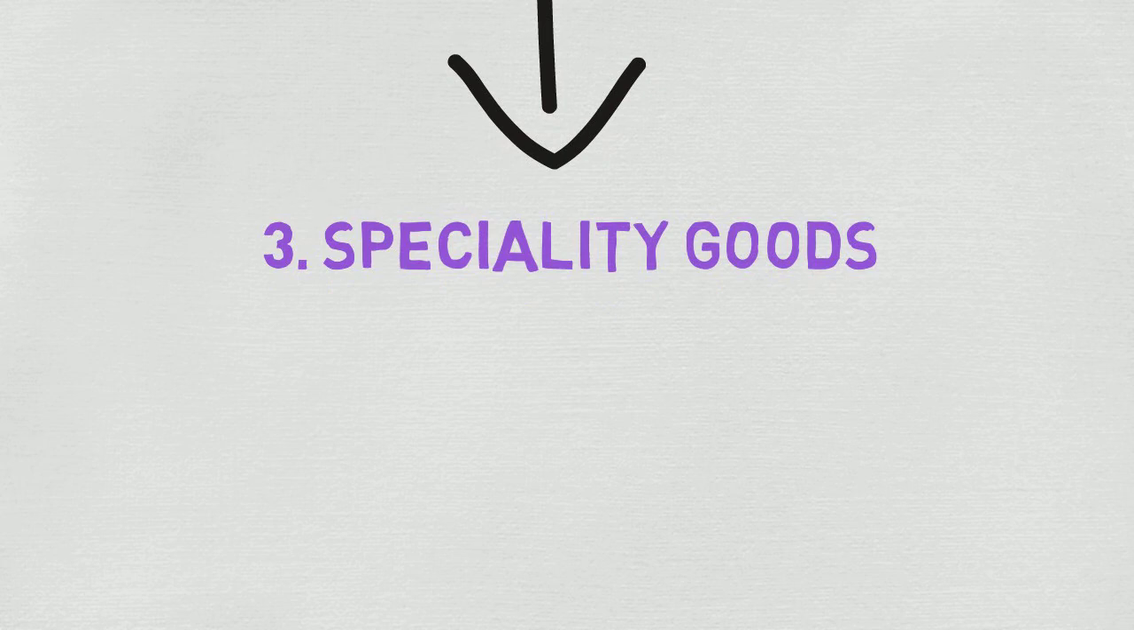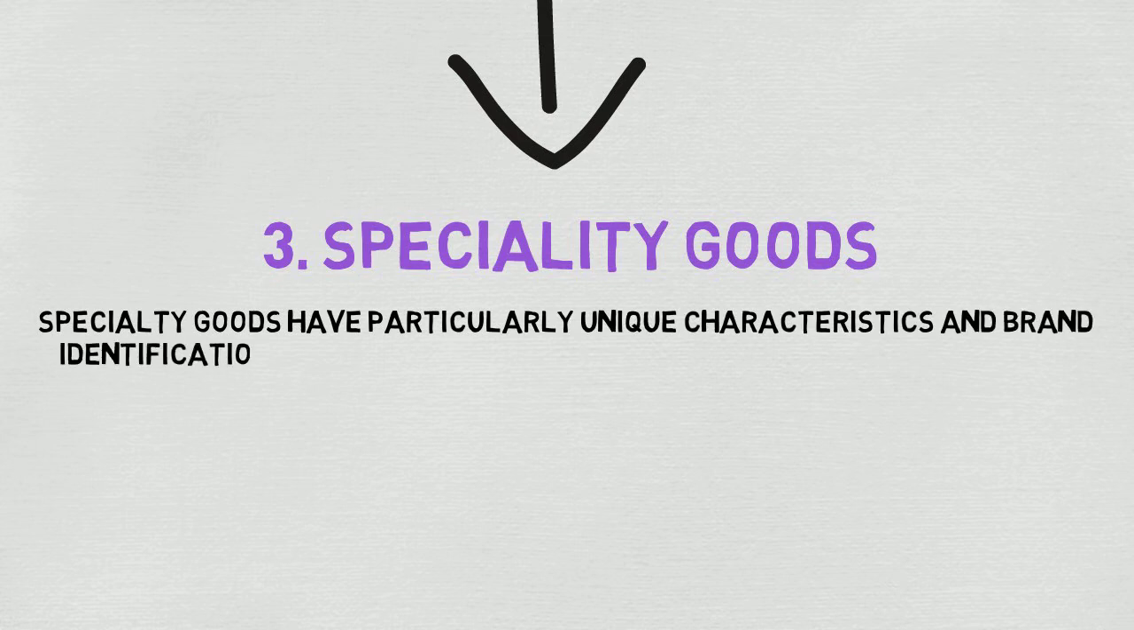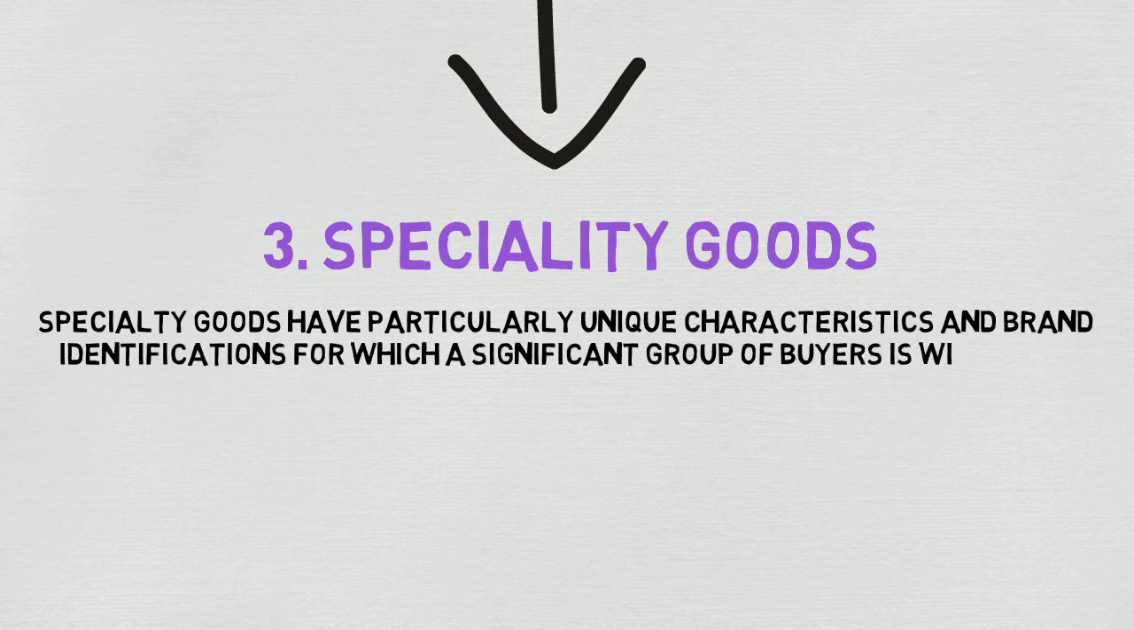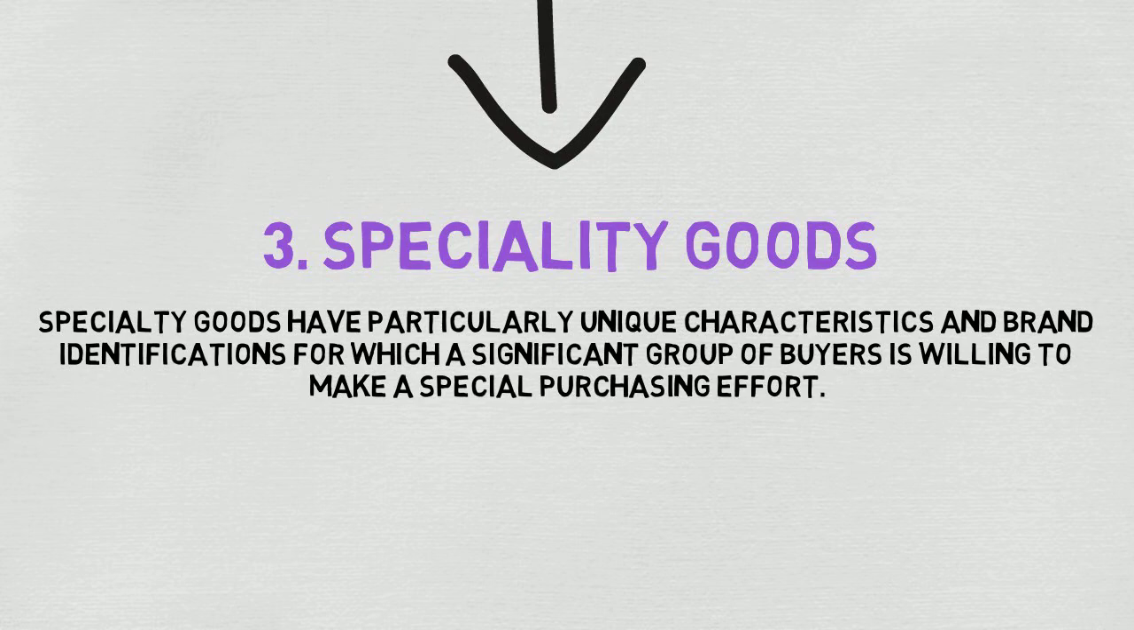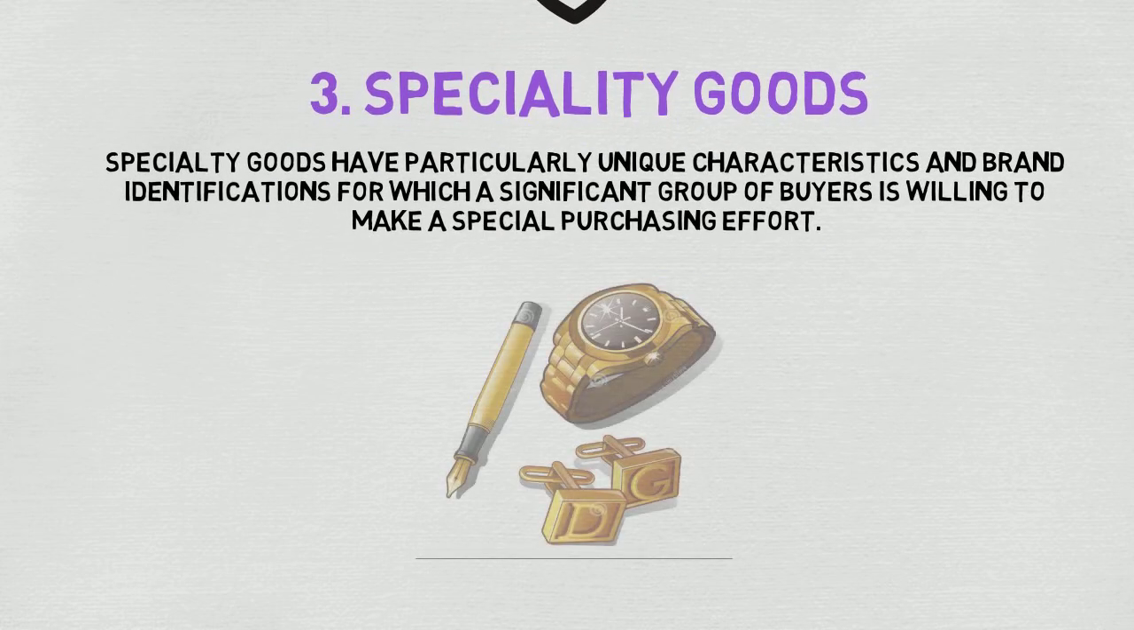So let us understand one of the consumer goods, that is specialty goods, in detail. What do you understand by specialty goods? Specialty goods are the goods with unique characteristics or brand identification for which enough buyers are willing to make a special purchasing effort. These goods are products that buyers prefer strongly because of their unique characteristics or image.